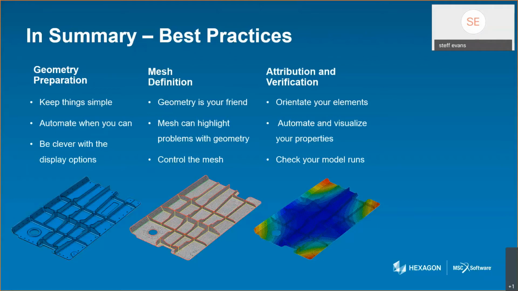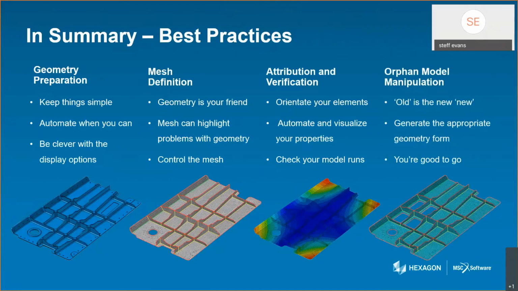This is probably the biggest tip of all, I would say, using the Apex structures license. And then finally, looking at orphan model manipulation, you can use the tools to create the appropriate geometry from a legacy PDF file. And you're good to go in the sense that any geometry that you create, you can then export to an external CAD system.